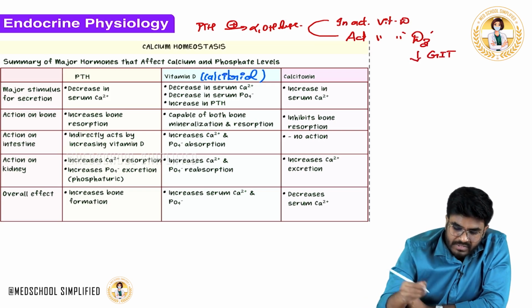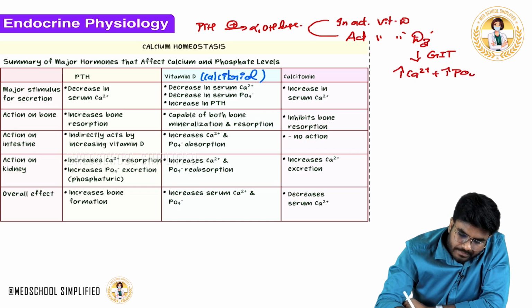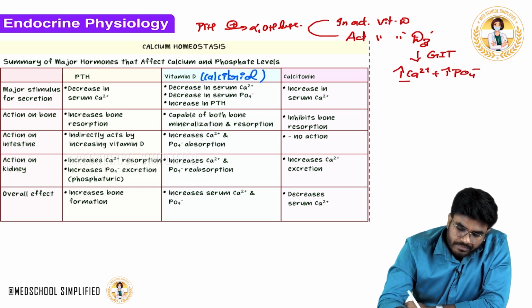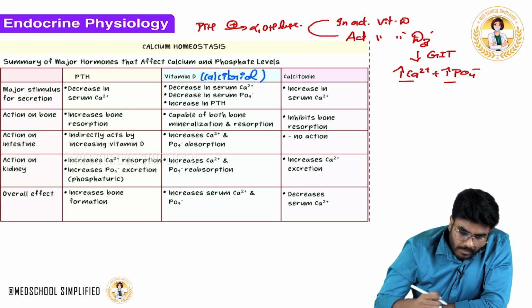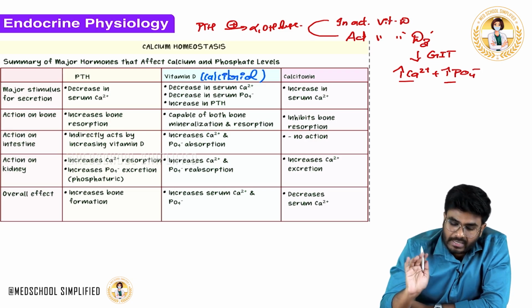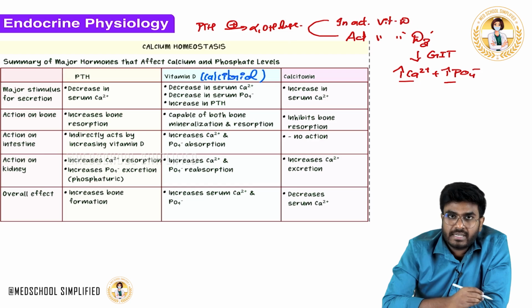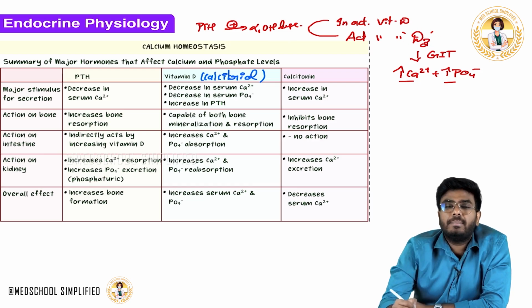In the GIT, this vitamin D3 is going to increase calcium as well as phosphates. Both calcium absorption as well as phosphate absorption are going to be increased. The parathyroid hormone is not directly acting on the GIT. But the parathyroid hormone, by activating an enzyme called alpha-1 hydroxylase, activates vitamin D.